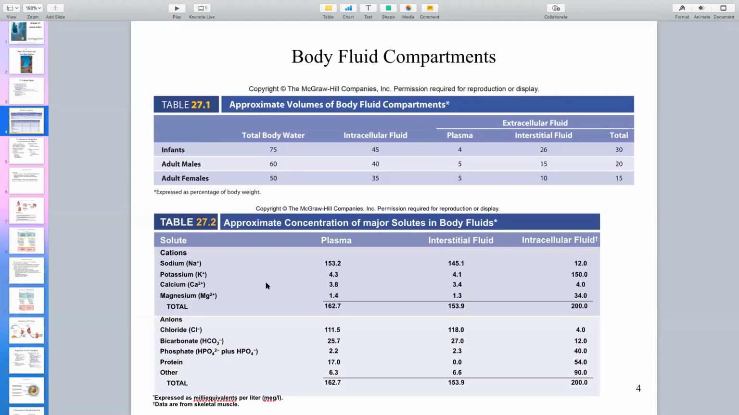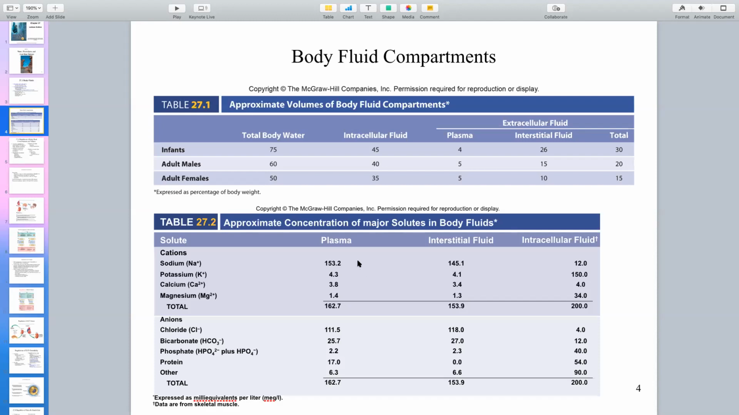Now we're going to talk about numbers here. So in the intracellular fluid, 12. That's the amount of solutes, milliequivalents per liter, milliosmoles right here. That's how much is inside the cell. In our interstitial fluids, 145. There's a 1,200% difference. Crazy.